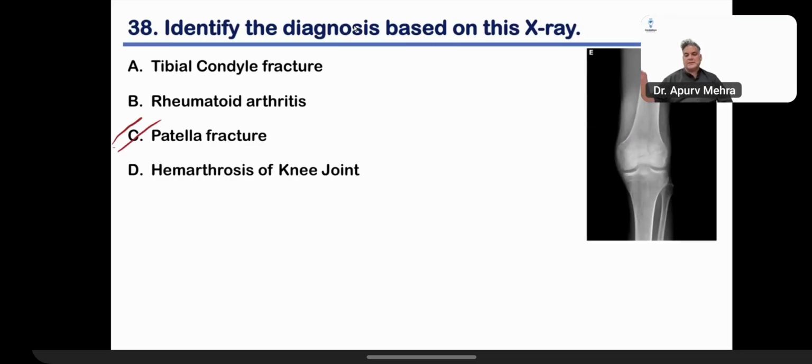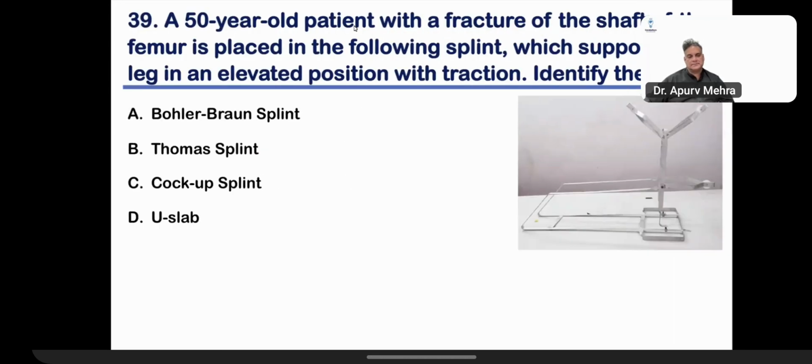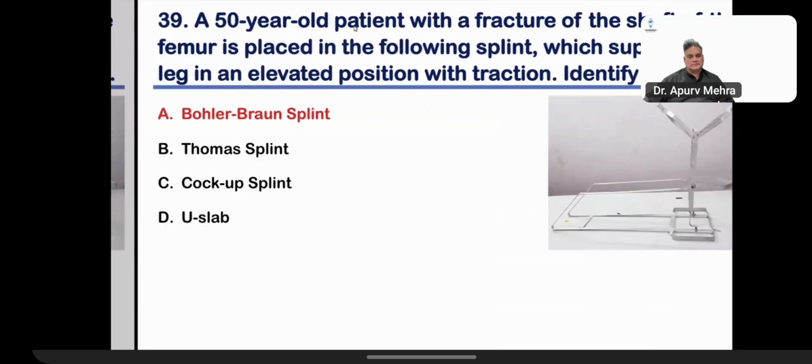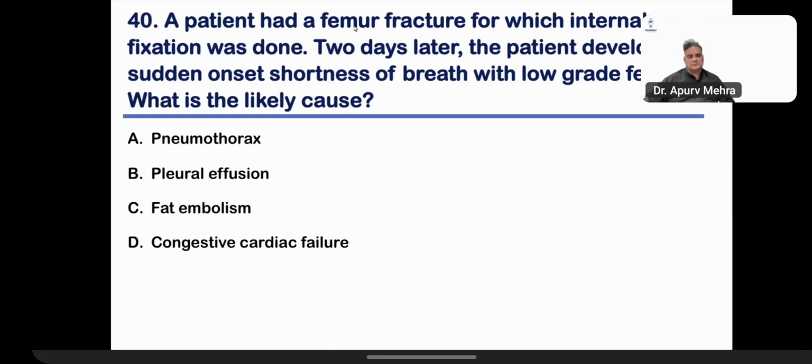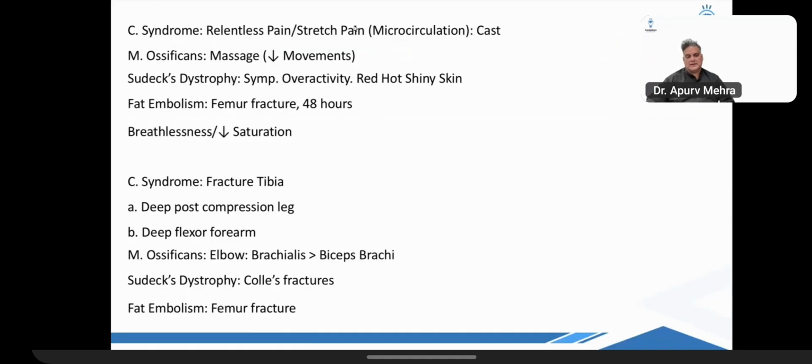If you attended yesterday's class, you would have caught it. This is a repeated MCQ. Patellar fracture. Again, yesterday's class. Waller Braun splint. Femur fracture after 2 days, breathlessness, fat embolism. Gurd's criteria is used. We had done this yesterday. Gurd's criteria is used.